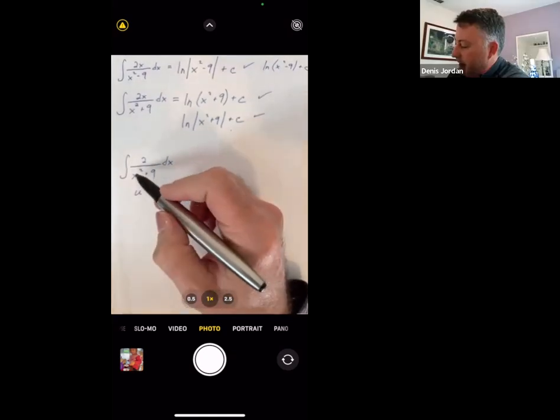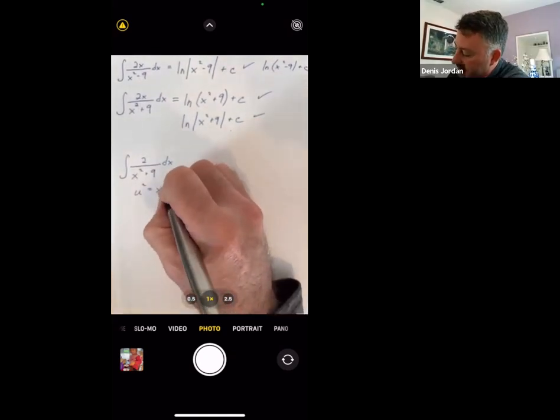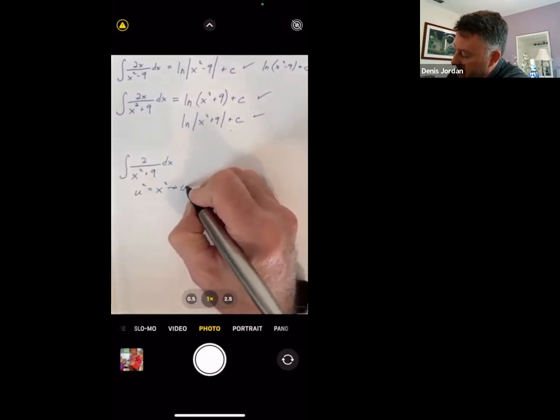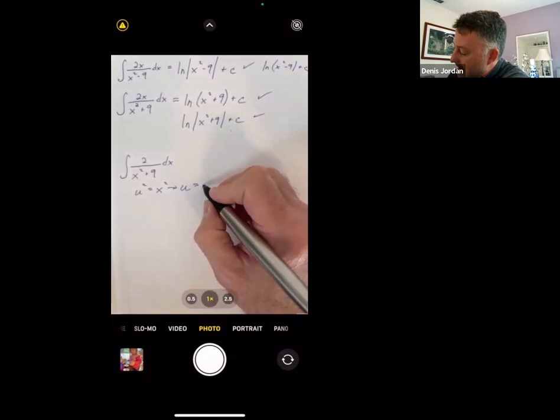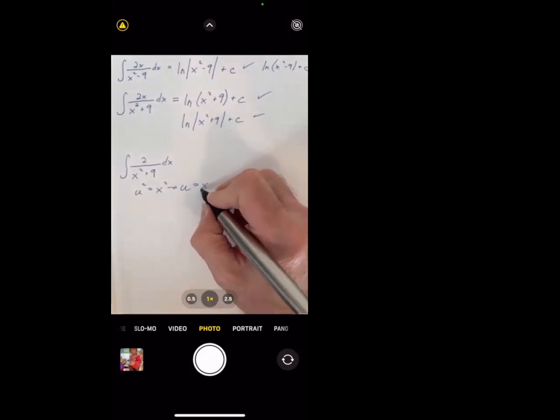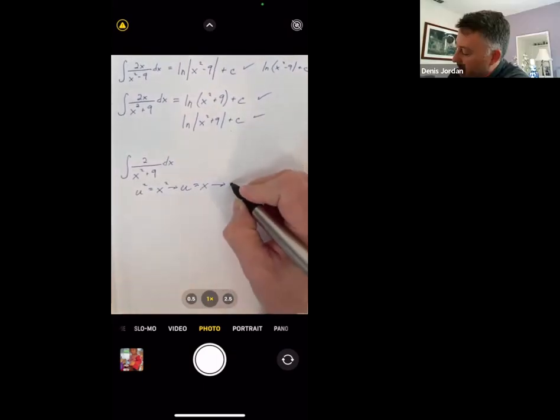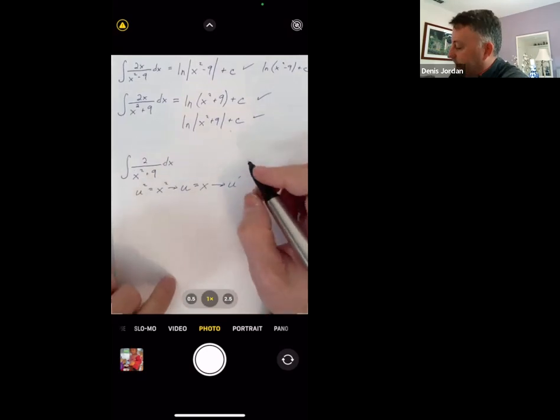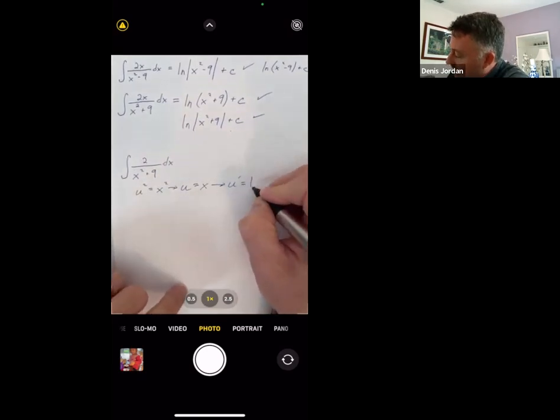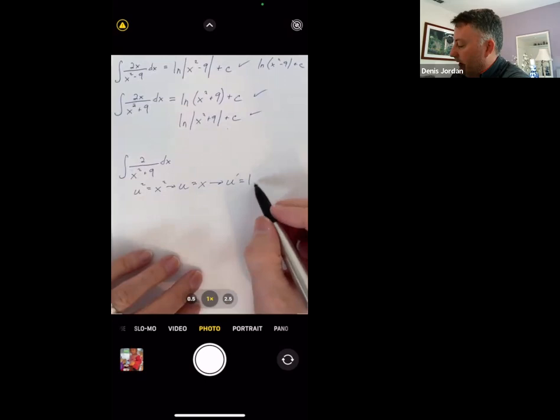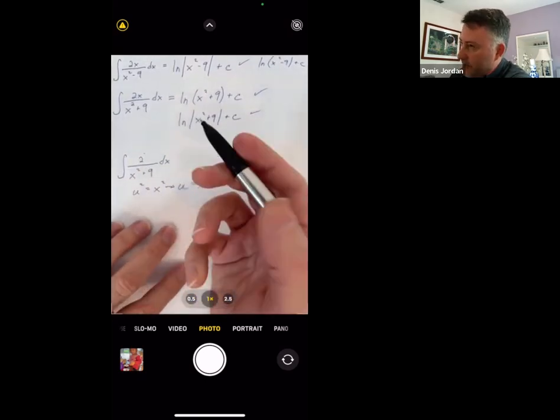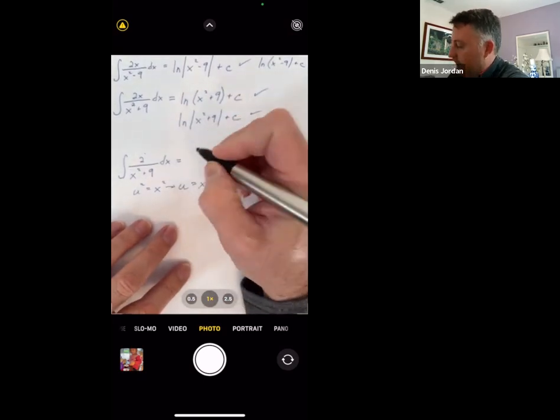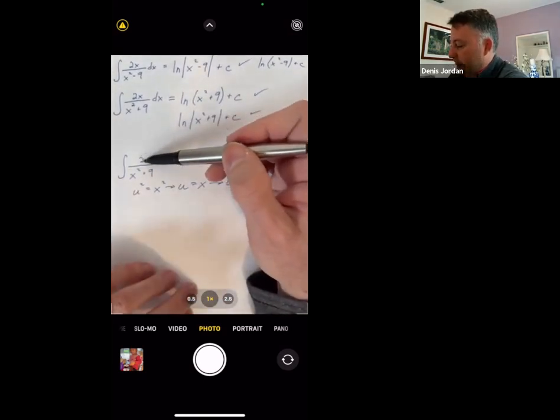So the u squared, that's x squared. So that means u is what? Just x. So the u prime, you want it to be just a 1. And right now it's a 2. So you have a couple of options to deal with it. And probably the easiest one is just to take the 2 and pull it out.